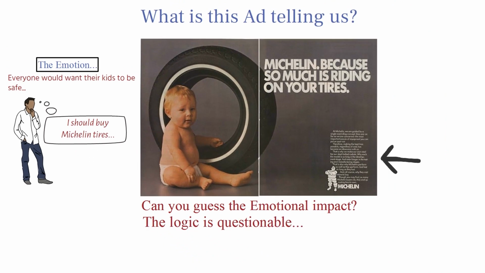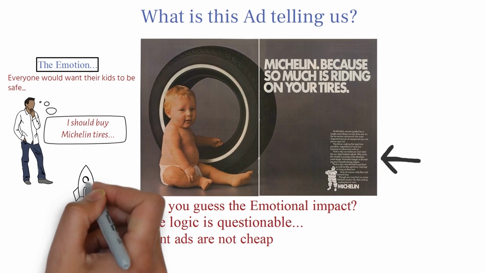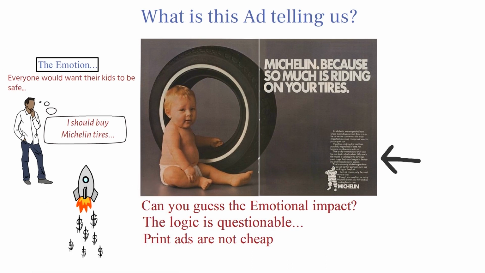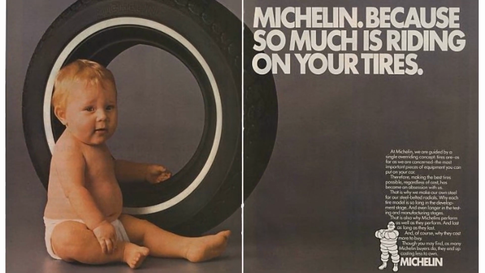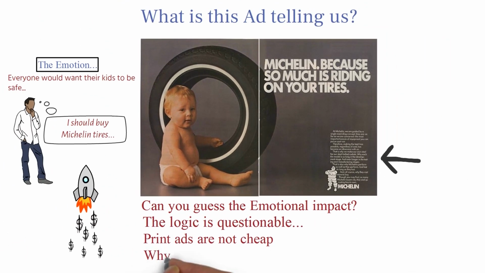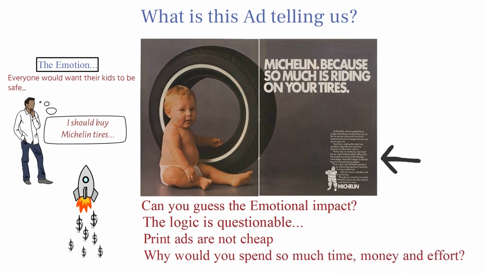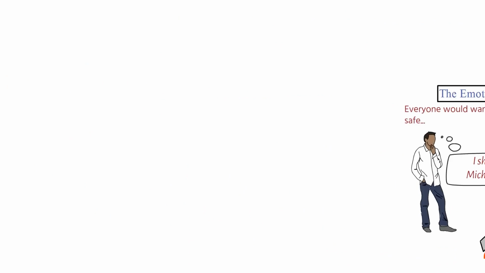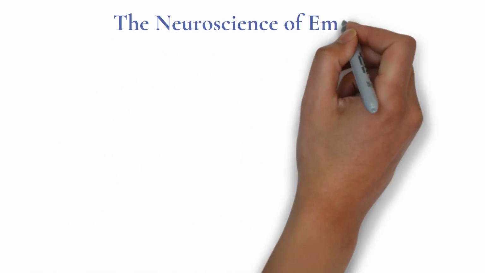So we know that print ads are not cheap. There's a lot of money involved, especially in a major magazine, and doing 2 pages, and half your ad is a picture of the baby with their hand resting on the tire. So why would you spend so much money and time and effort unless you knew emotions paid off? And why do emotions pay off? Why do emotions affect us so much in being persuasive? It's based on our brain structure.